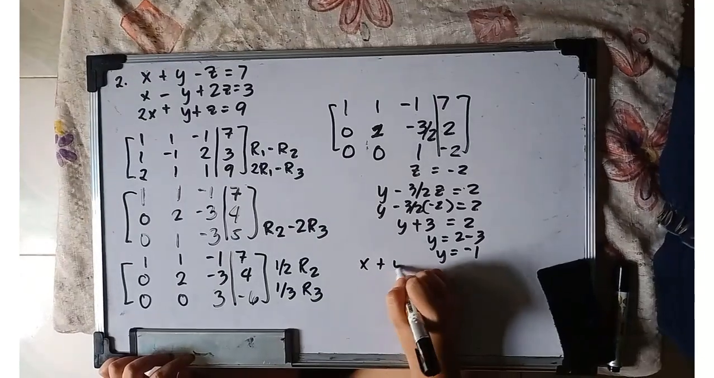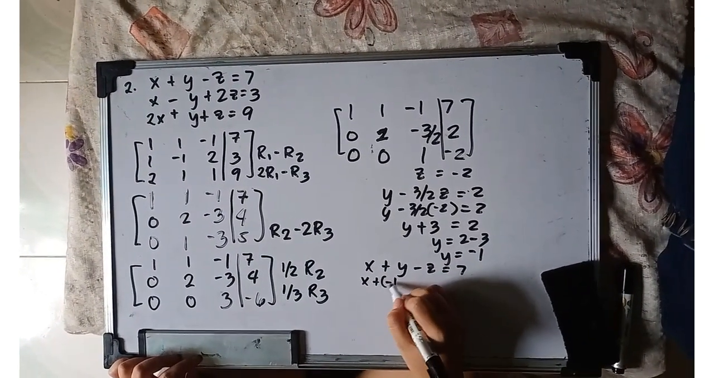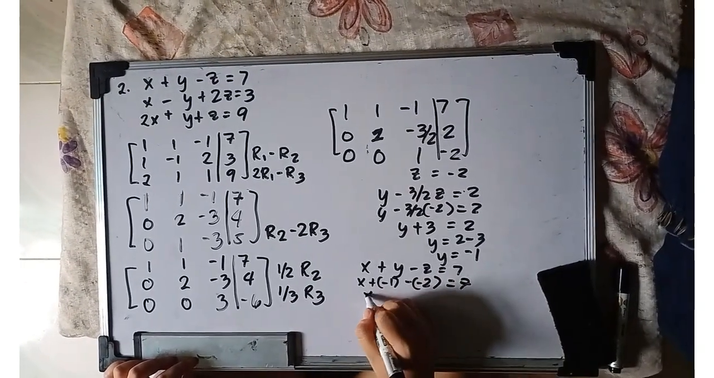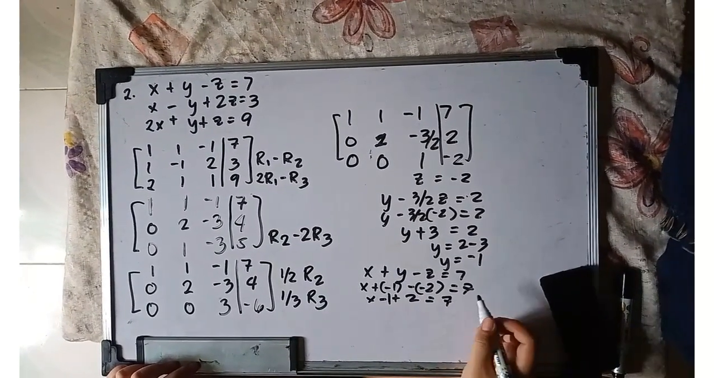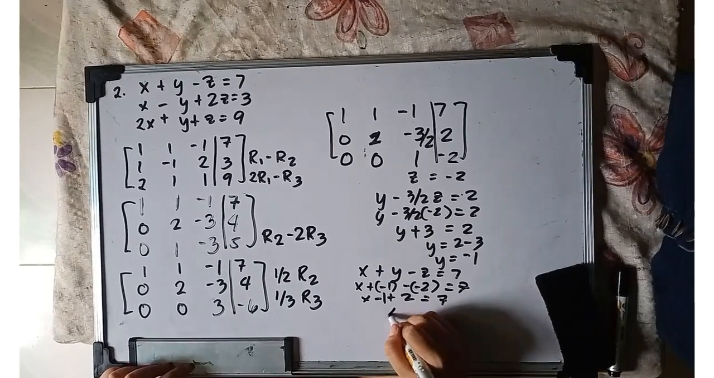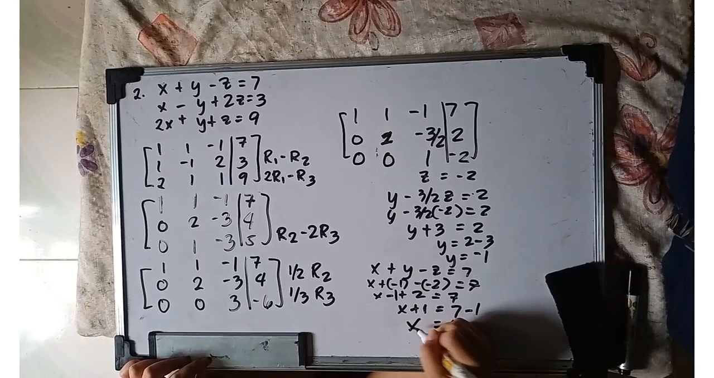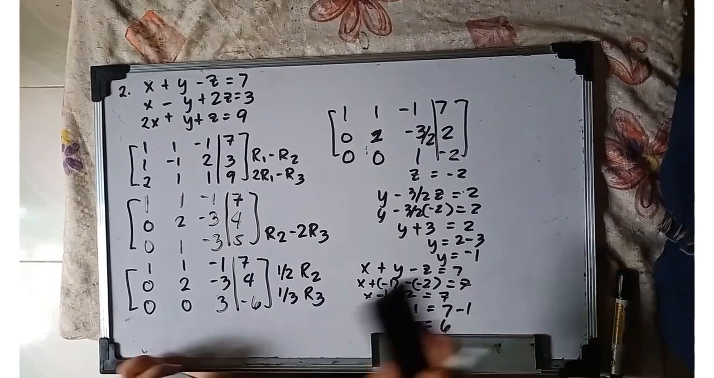So x plus y minus z is equal to 7. x plus negative 1 minus negative 2 is equal to 7. So x minus 1 plus 2 is equal to 7. So negative 1 plus 2 is 1. x plus 1 is equal to 7 minus 1, which is 6. So our x is 6. So let's check if our answers are correct.